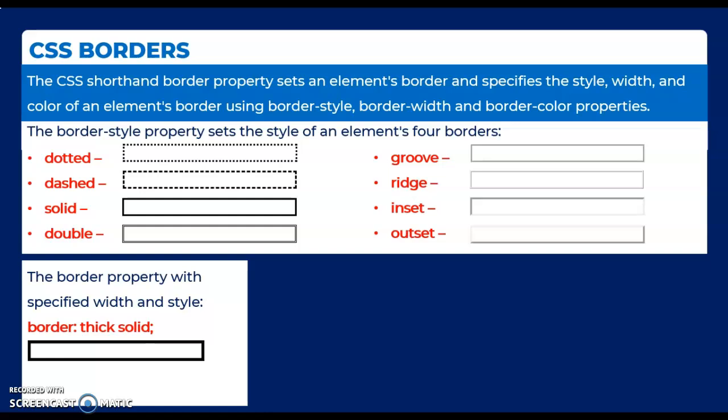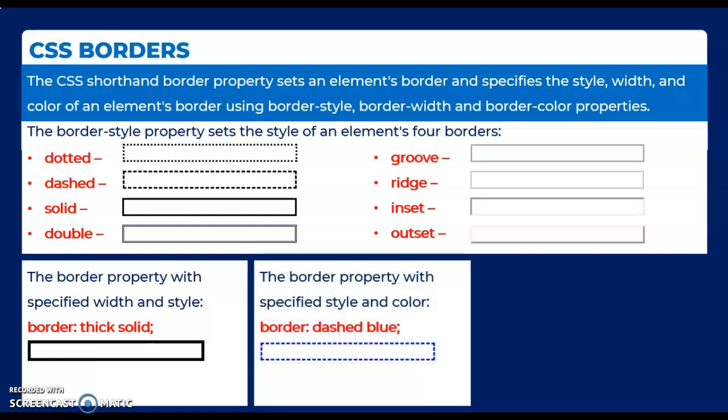So this example is applying the border property using a keyword value for the border width property, which is thick, and a value for the border style property, which is solid. The next example is applying the border property using a value for the border style property, which is dashed, and a value for the border color property, which is blue. The border color property sets the color of an element's border.